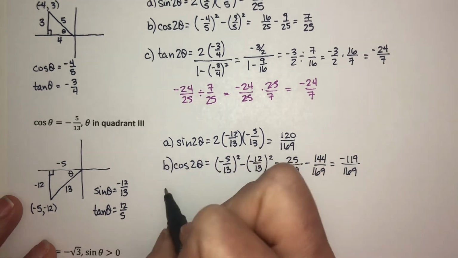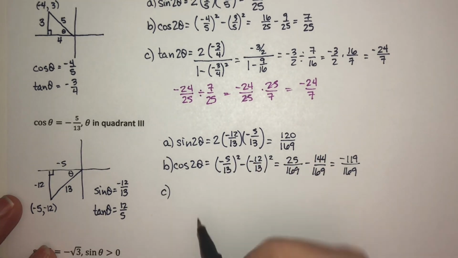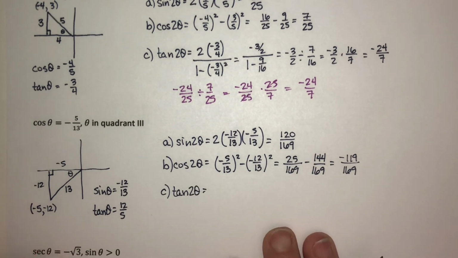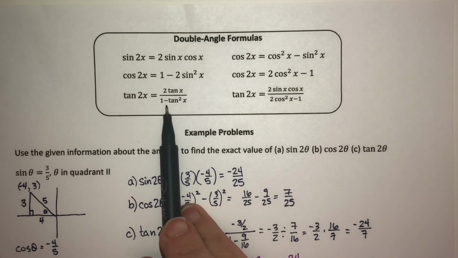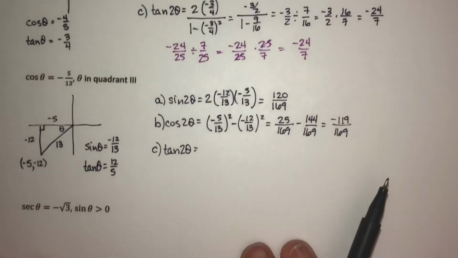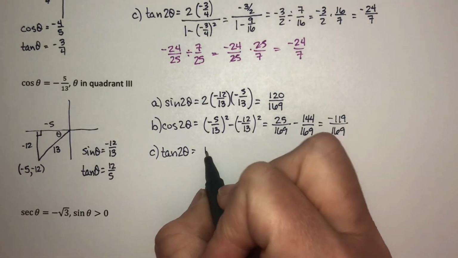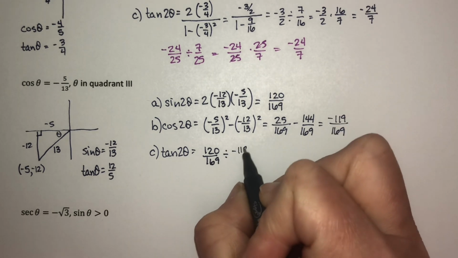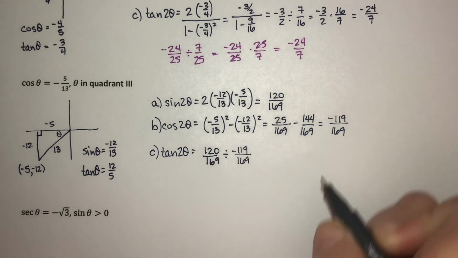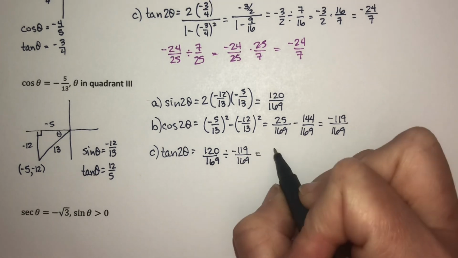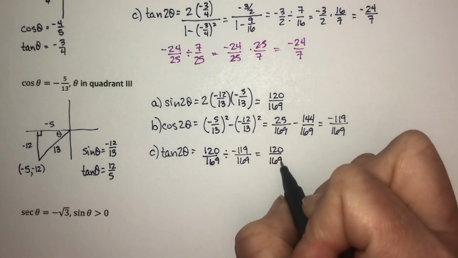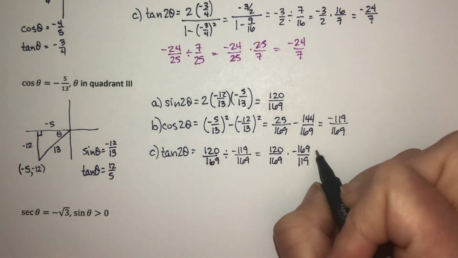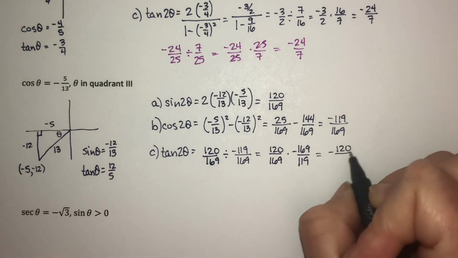Okay? Now for part C, to find tangent of 2 theta. You can plug directly into here if you wish, but since I already have sine and cosine, I'm going to figure 120 over 169 divided by negative 119 over 169. So 120 over 169 times negative 169 over 119. And tangent will be negative 120 over 119.